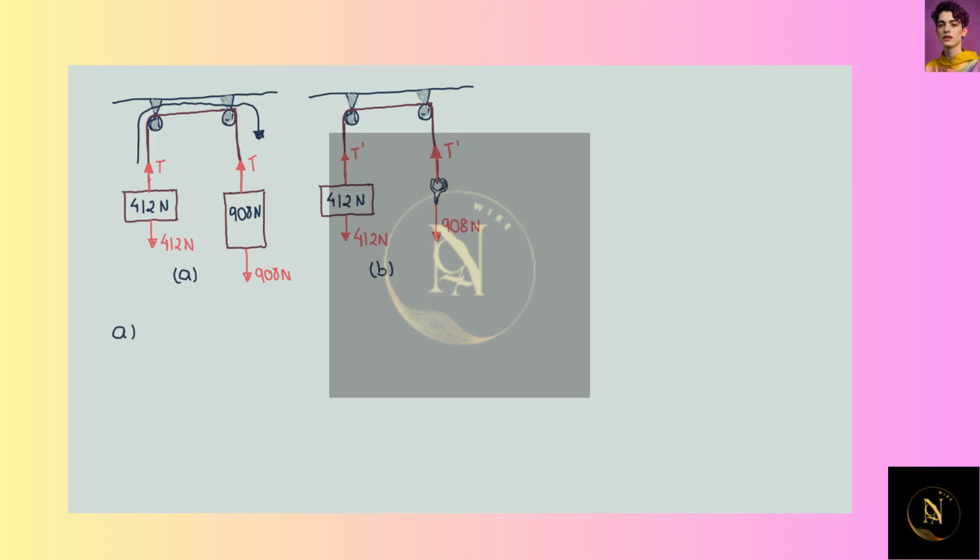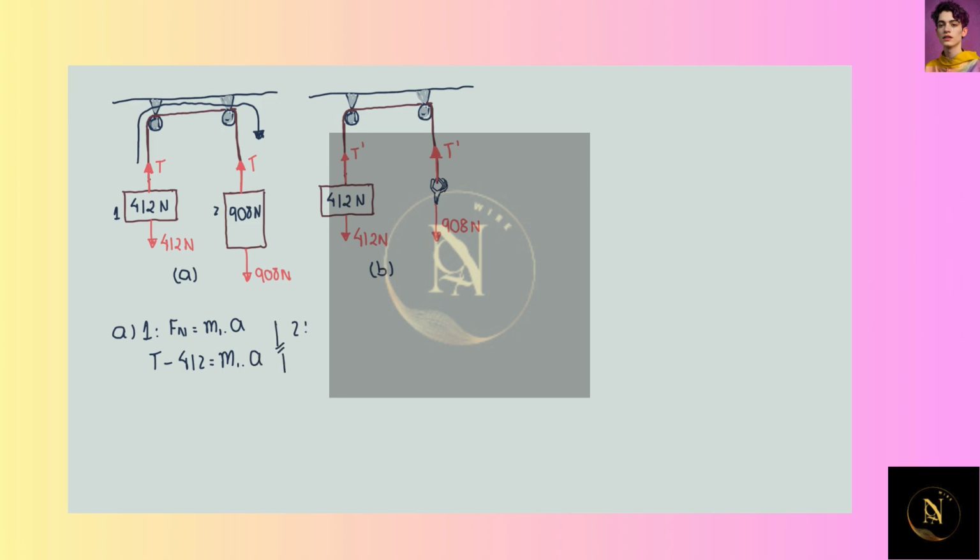Let me say that this lighter block is block number 1 and the heavier block is block number 2. Applying Newton's second law to block number 1, the net force is equal to m1 times a. The net force on block number 1 is composed of two forces, the tension pointing to the positive direction and the weight pointing to the negative direction. So the tension minus 412 is m1 times a.